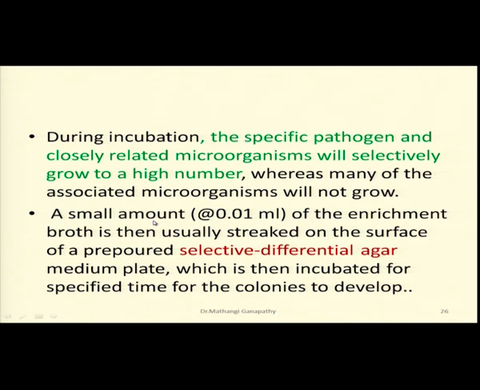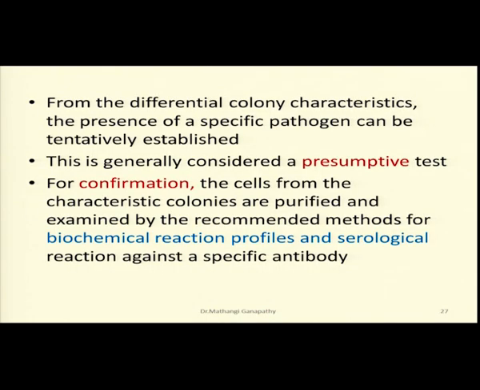A small amount, usually 0.01 ml of the enrichment broth, is then streaked onto the surface of a pre-poured selective differential agar medium plate, which is then incubated for a specific time for the colonies to develop. So, once it has grown in the broth, you take an aliquot from the broth and plate it onto the agar plate, which also contains a selective differential agar. What grows there is going to be only your pathogen. And from the differential colony characteristics, the specific pathogen can be tentatively established.